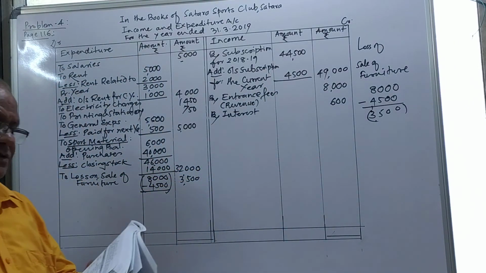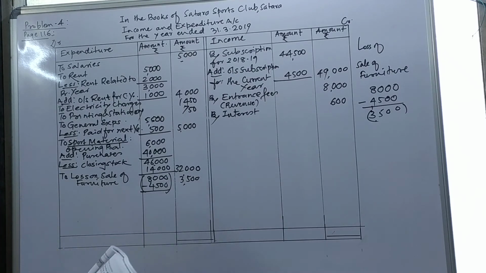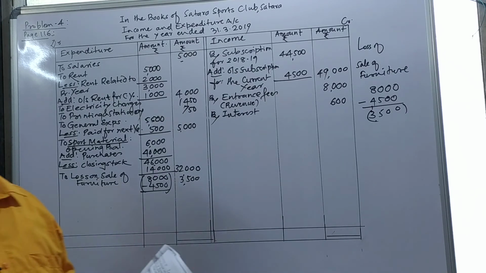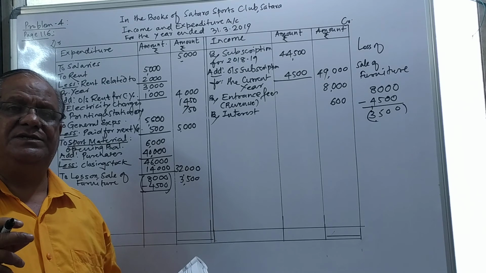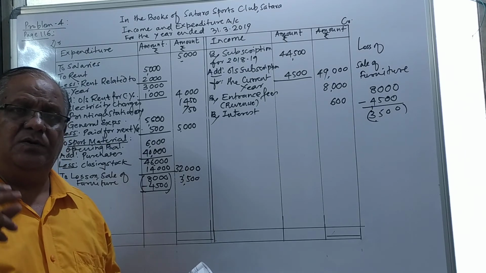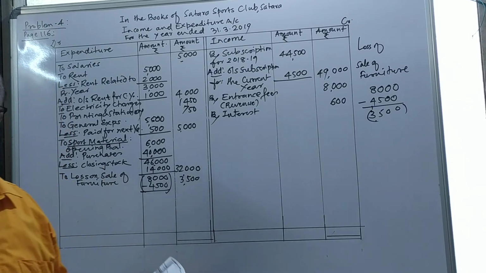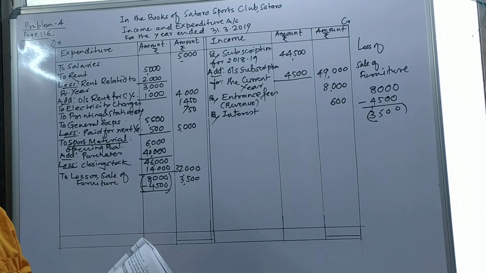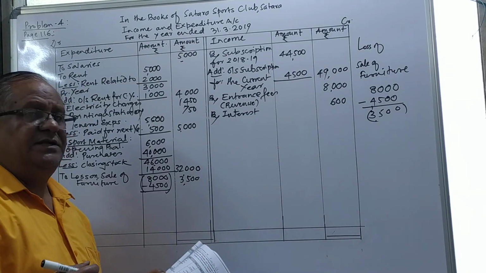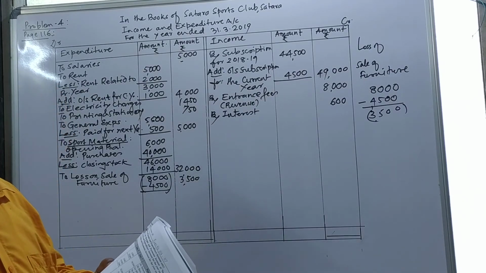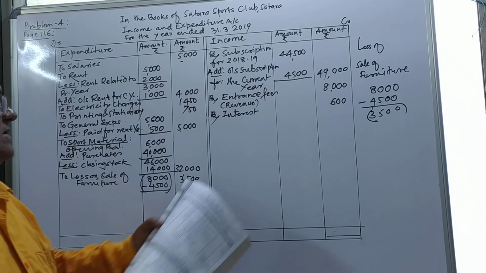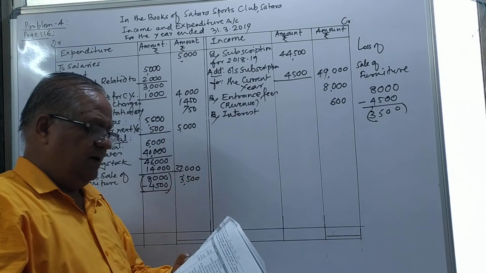One more item which is given is donation for building fund. So it is a special donation. What is a special donation? The donation which is received for a special purpose is called a special donation. It is a donation received for the building fund. Therefore, it is not shown here. It goes to the liability side of the balance sheet, but we are not preparing it. Then interest is income, we can show that there.